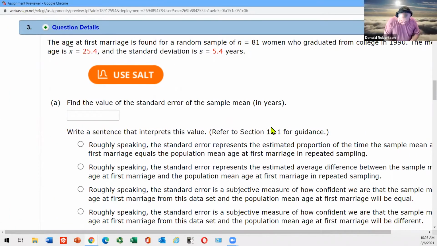Now, this one's still using SALT, but they're asking for other things. At the age of first marriage, right, so they did a sample of 81 women who graduated from college in 1990. Kind of thing social scientists do. And then they do the same thing in the year 2000, and then the year 2010, and then the year 2020. And what they're doing is taking little snapshots of society. And there's many things you can look at in society, but here's one, age of first marriage.